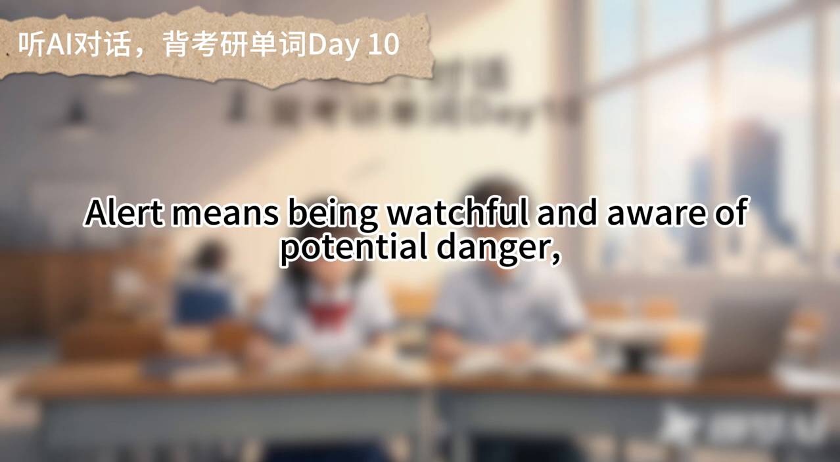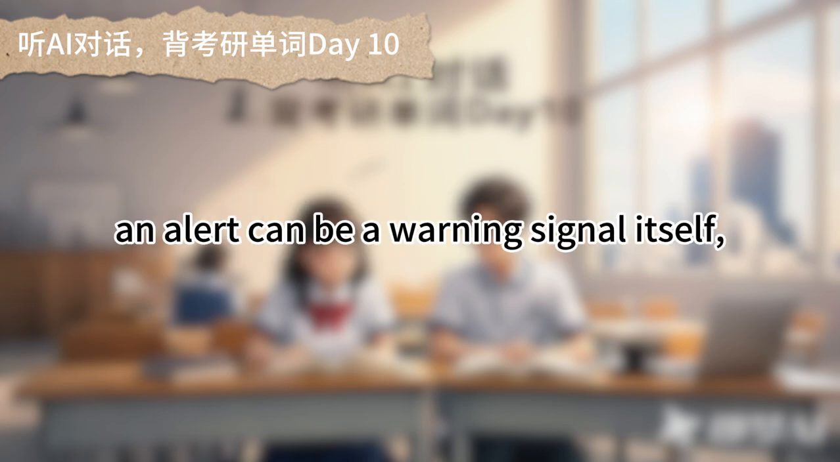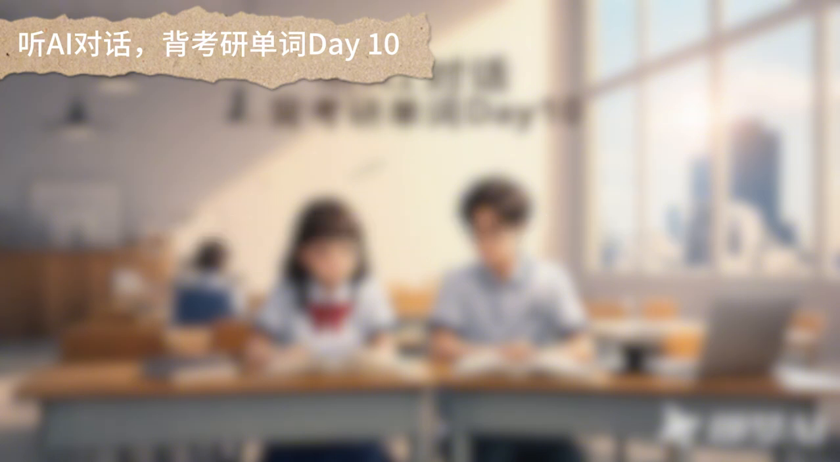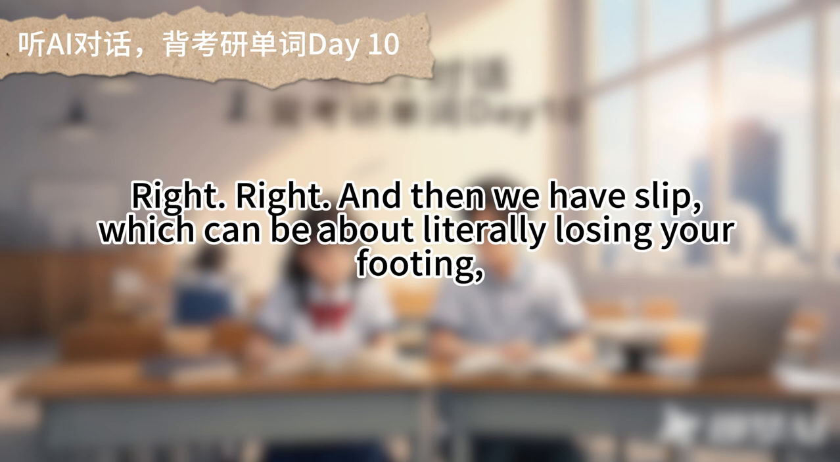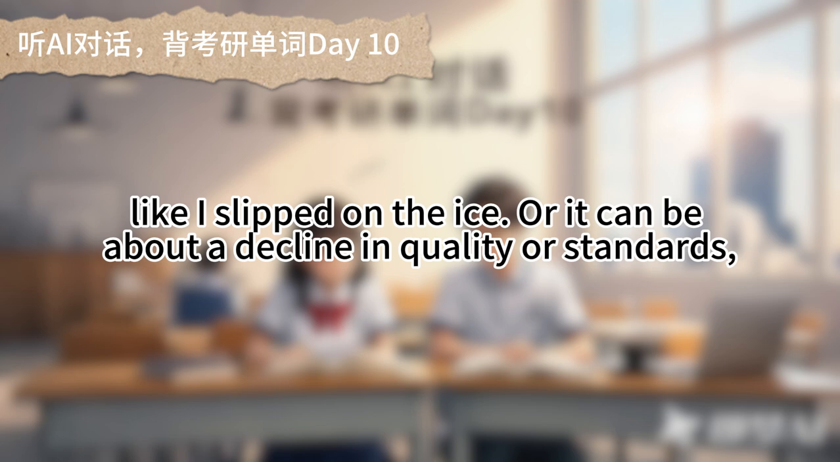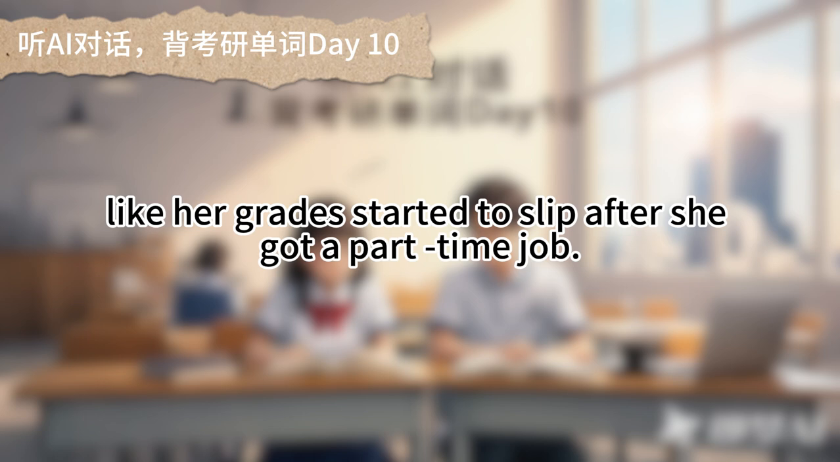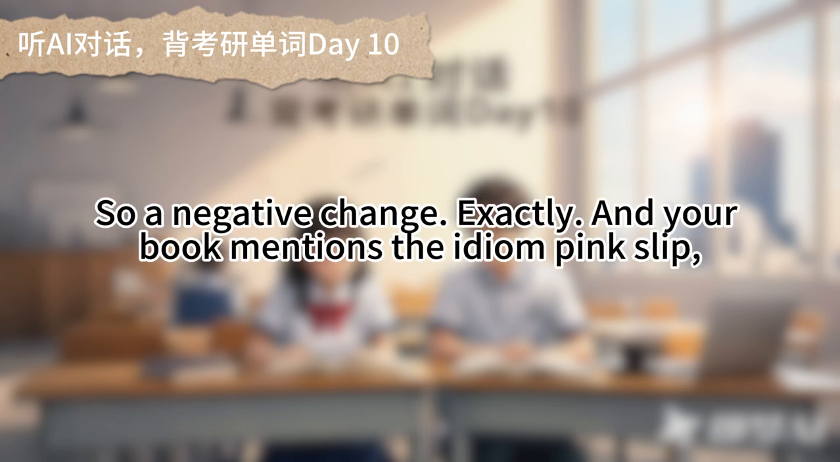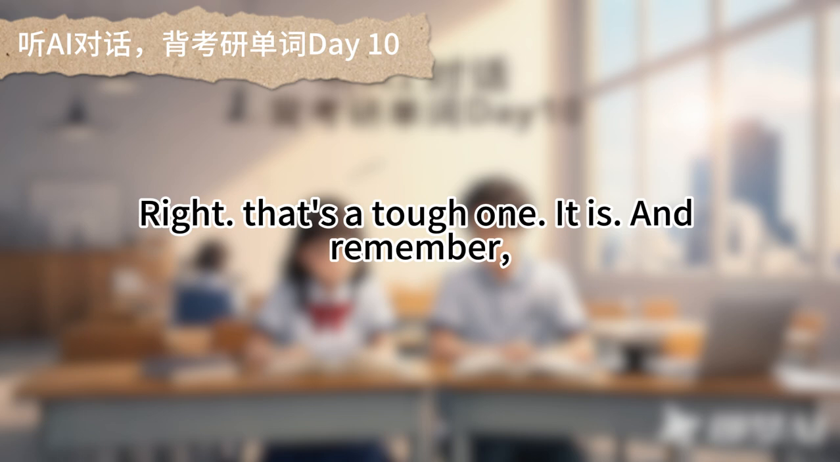Alert means being watchful and aware of potential danger, like the guards were on high alert after the security breach. Or an alert can be a warning signal itself, like a tornado alert. So both a state of mind and a signal. Right. And then we have slip, which can be about literally losing your footing, like I slipped on the ice. Or it can be about a decline in quality or standards, like her grades started to slip after she got a part-time job. So a negative change. Exactly. And your book mentions the idiom pink slip, meaning getting fired. That comes from the idea of your job security slipping away. Right. That's a tough one.